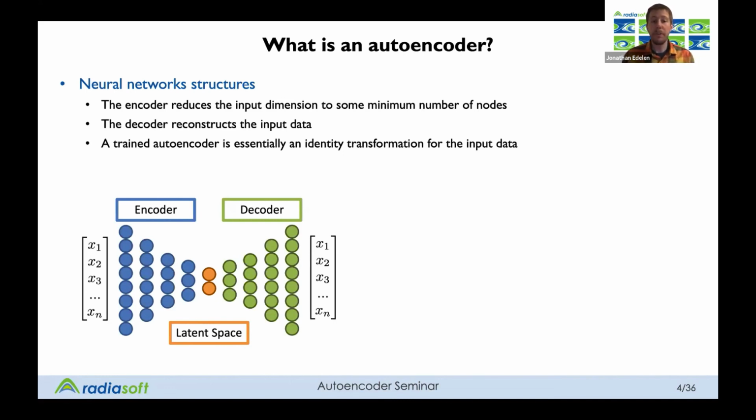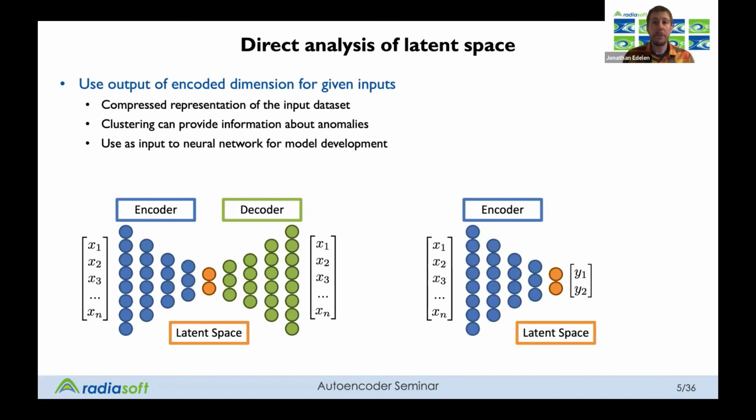This is useful for two different things. The first is if you can learn this reconstruction, this identity transformation, very accurately, then you essentially have a dimensionality reduction tool. So you can take the autoencoder, train it, and then, once it's trained, for a given set of inputs, output the data in the latent space, and now you have a reduced representation, or a compressed representation, of your input data set.